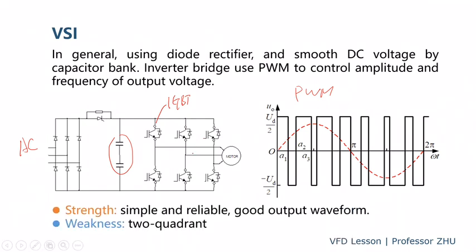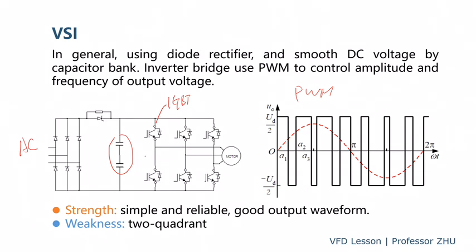So the advantage of this one is a very simple rectifier, and also a mature technology on the inverter side. And the output waveform is very good, especially the current waveform. When the IGBT switching frequency or carrier wave frequency is higher, the current is very close to a sinusoid, with very low harmonics on the output side, especially on current.